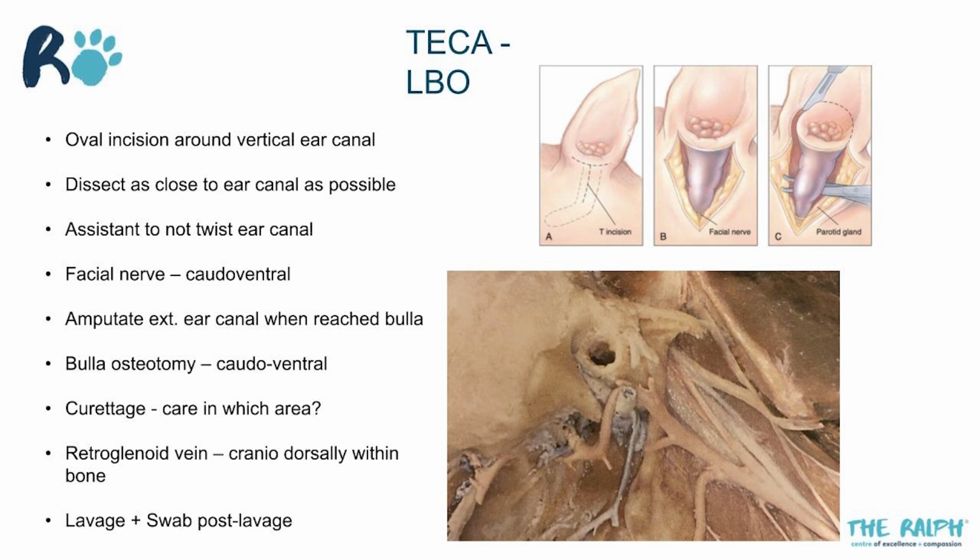Then once you have done your bulla osteotomy, of course, you have a better view, so you can use your curette to clean and remove the epithelium. I would say be very careful when you clean dorsomedially. If you have the dog in front of you, at the dorsomedial aspect, be gentle, don't do overzealous curettaging, because this is where the auditory ossicles are, this is where the windows are, the oval and the round window, and you may damage the inner ear by accident.